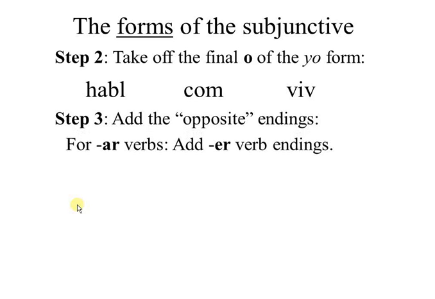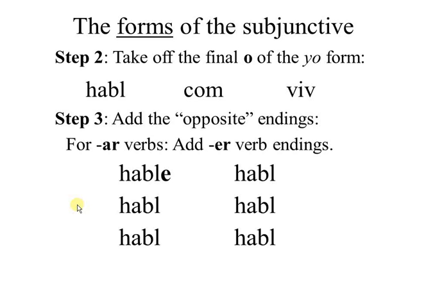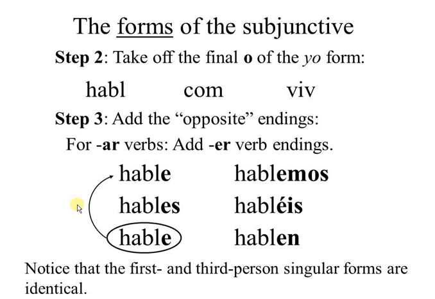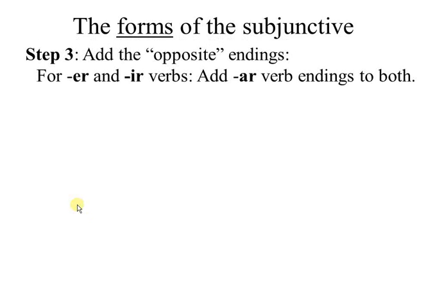So if you have an AR verb, you're going to add ER verb endings. Let's see. Ojalá que yo hable. Ojalá que tú hables. Ojalá que él, ella, usted hable. Ojalá que nosotros hablemos. Ojalá que vosotros habléis. Ojalá que ellos, ellas, ustedes hablen. Notice that the first and third person singular forms are identical.